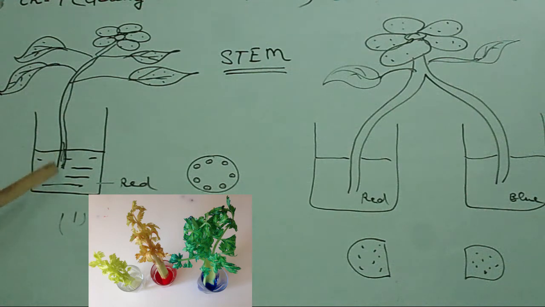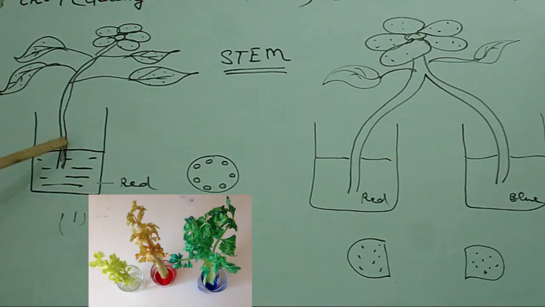We should cut it from its root part, where the stem and root are joined together. And now put that stem in this beaker and keep it there for a few hours for this activity. And what will you observe? After a few hours you will observe red spots on this white flower, as well as on these leaves you can see some red spots.